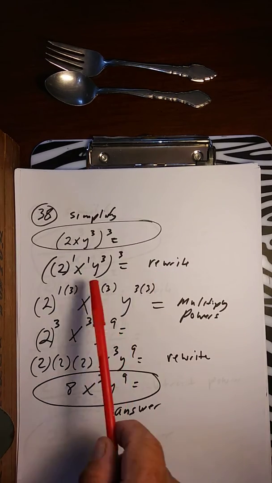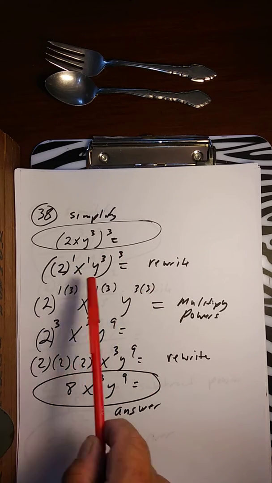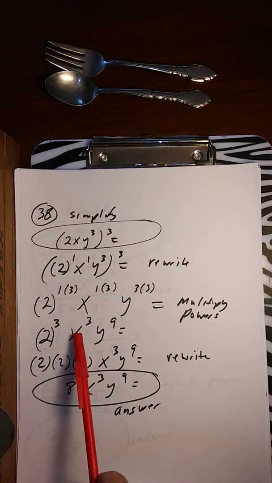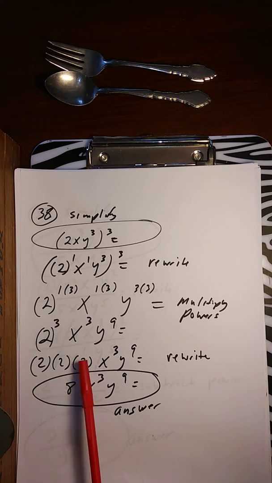Simplify this. Let's rewrite it to the 3rd power. Multiply the powers: 3 times that, 3 times that, 3 times that. That's going to be 2³, x³, y⁹. That means 2 times 2 times 2. 2 times 2 is 4, times 2 is 8, x³, y⁹.